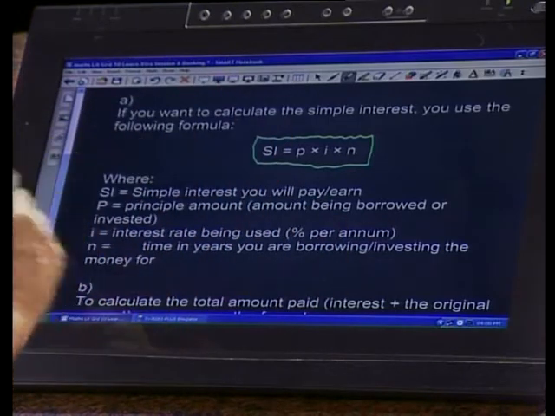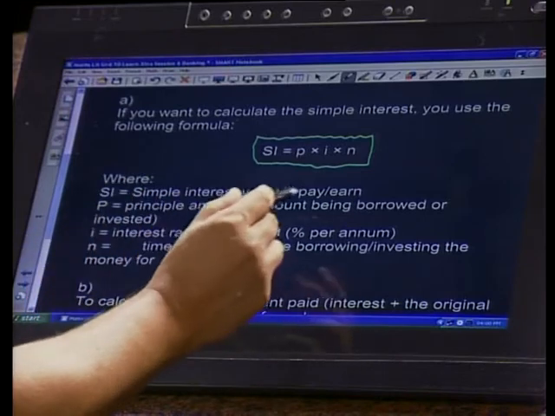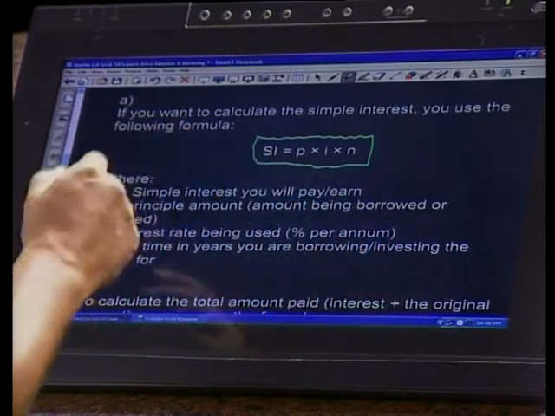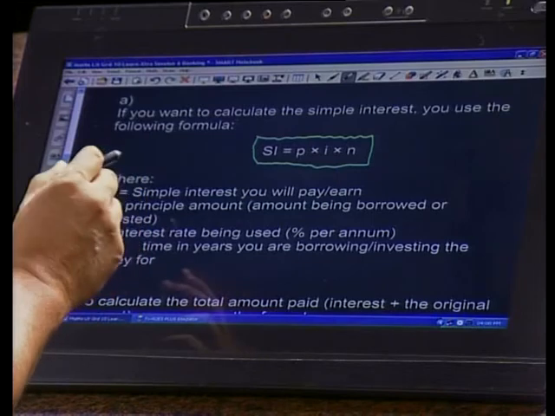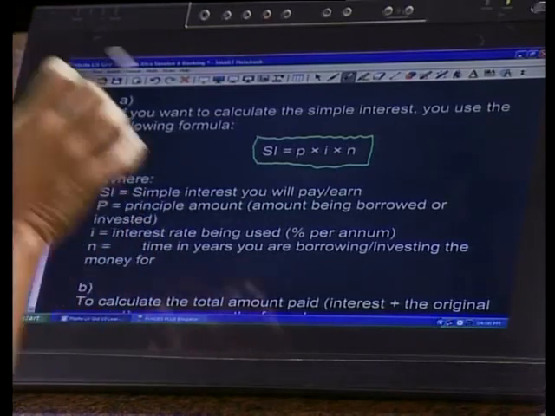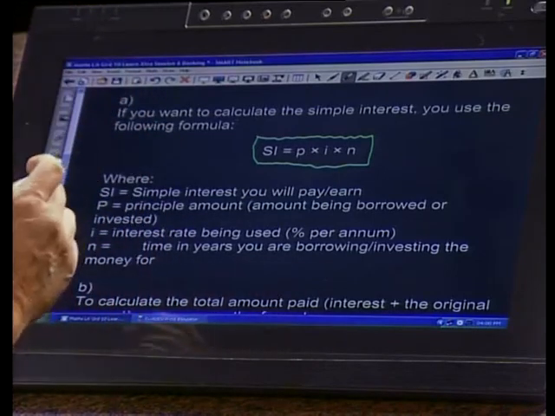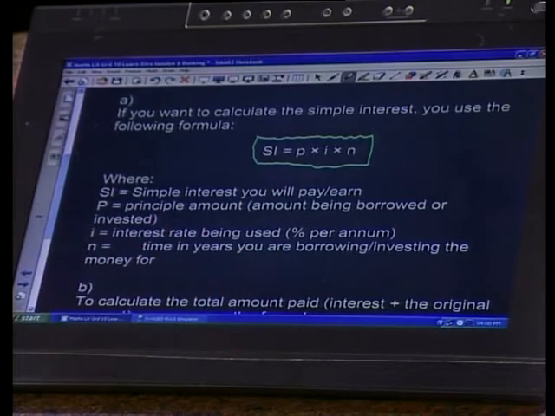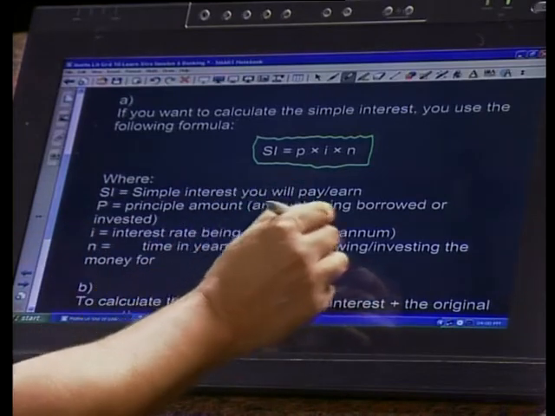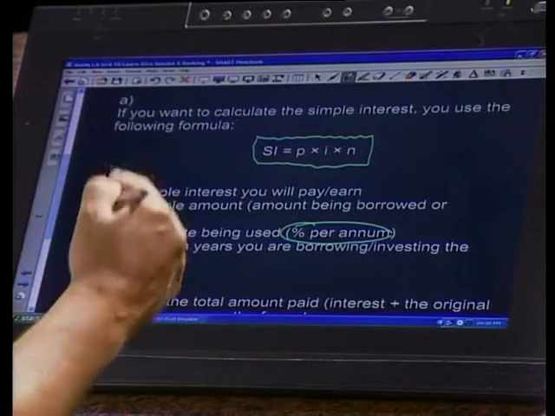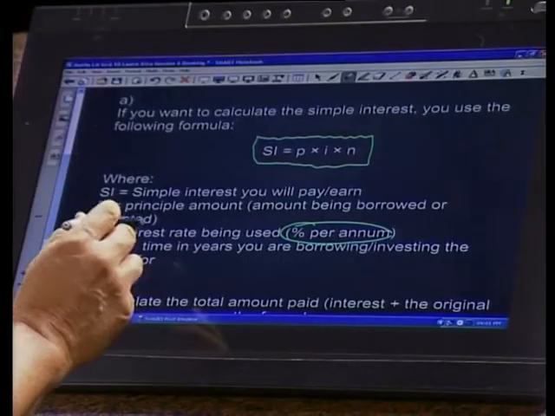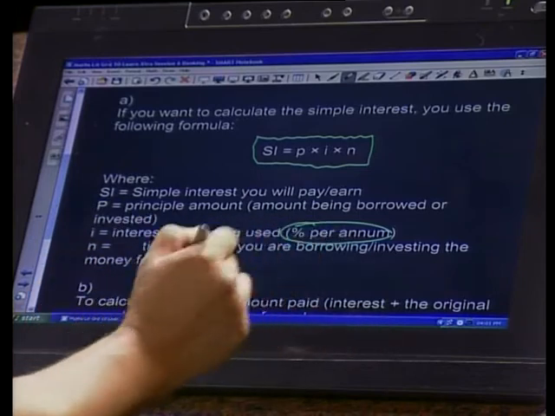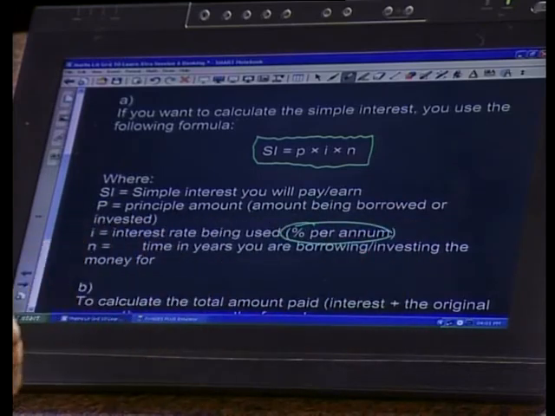SI means the simple interest you will earn or pay, depending if I'm borrowing the money or if I'm lending the money. P, principal amount, the amount being borrowed or invested. Okay? So principal amount is the amount that we start off with. I is the interest rate being used, and we normally write that as a percentage per annum. In other words, the rate given is the rate per year. And we'll talk about that now. And N is the time in years you are borrowing or investing the money for.